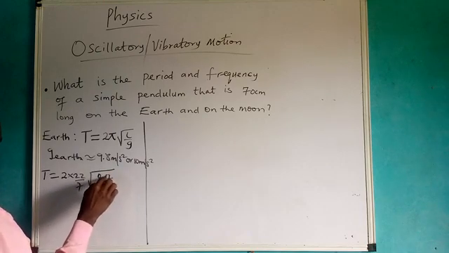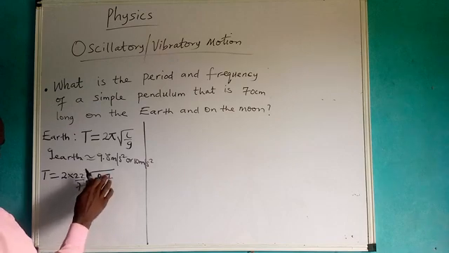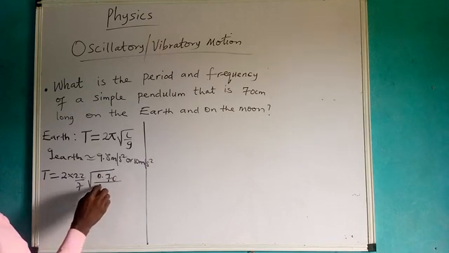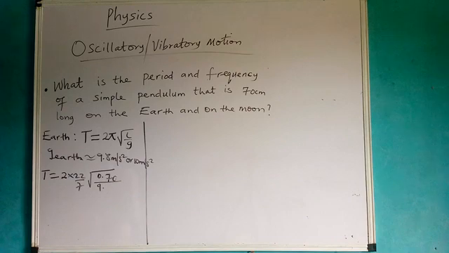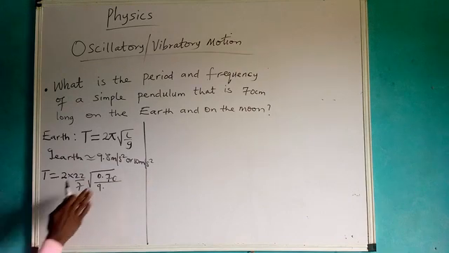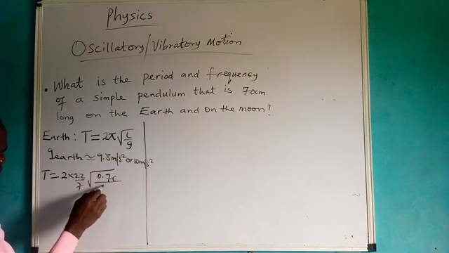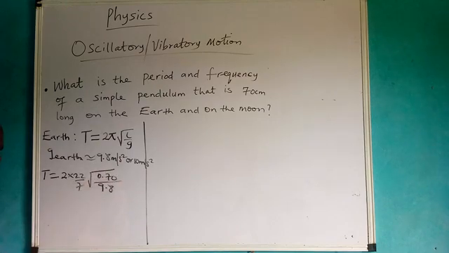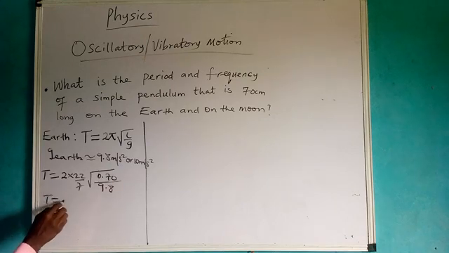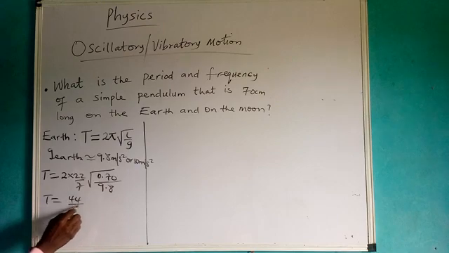So we have 0.70 all over 9.8. Remember, we have g to be 9.8, I already gave you before. This one is 9.8 and this one is 0.70. Now, dividing it, let us see what happens. This one is 44 over 7.